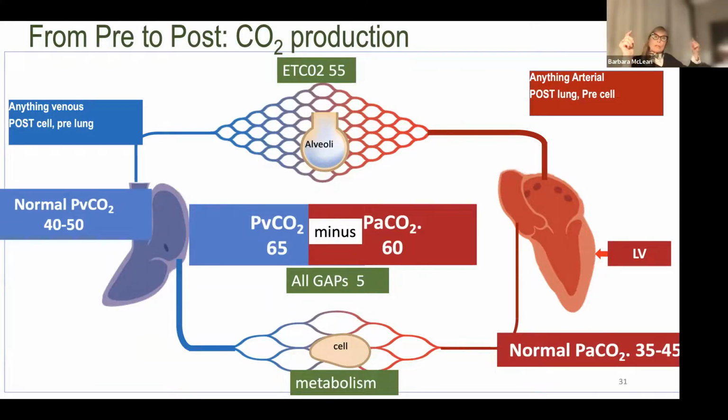Venous CO2 up, arterial CO2 up, gap normal. Arterial CO2 up and end tidal CO2 up, gap normal. All gaps normal. This is a ventilation problem.